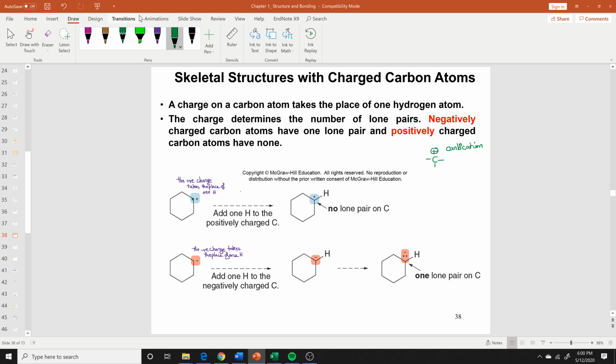Now for the carbon to have a positive charge, it needs to have how many bonds? 3 bonds in this case. Right now it has 2, so it needs to have a third one over there. Don't forget, and its charge is a +1.